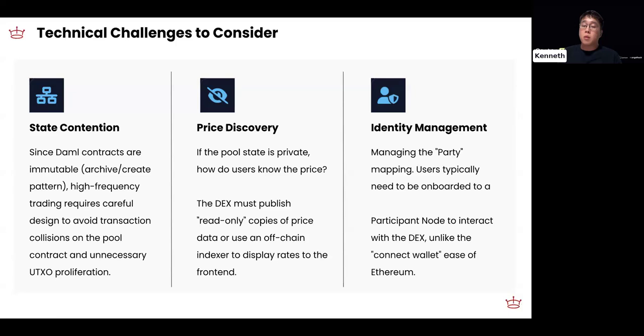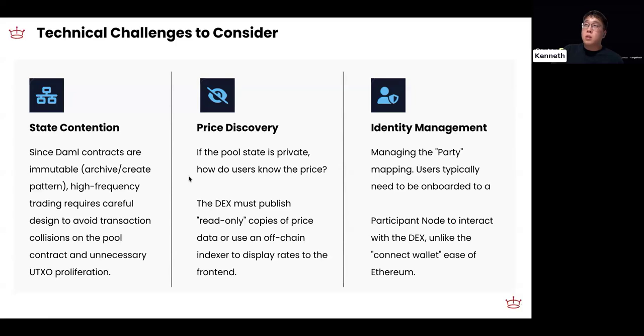And lastly is the identity management side of things. Basically, you need to have users onboarded specifically on the node to interact with the DEX. So when you're creating a DEX, you do need to look into how you would enable existing wallets on chain to interact with your DEX, or you could also look into building out a standalone wallet just for your DEX itself through the wallet SDK that's provided in the demo Kickstart documents.